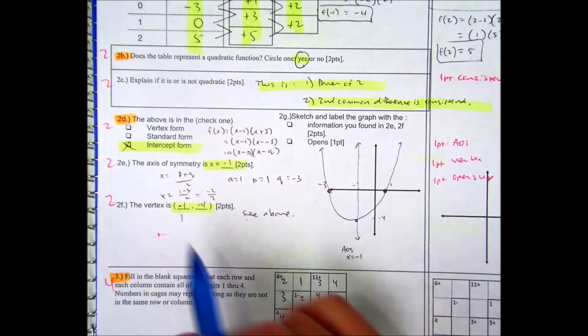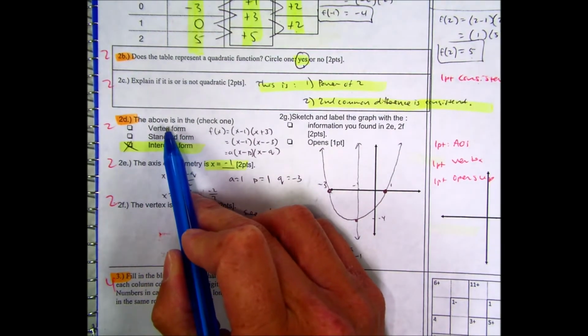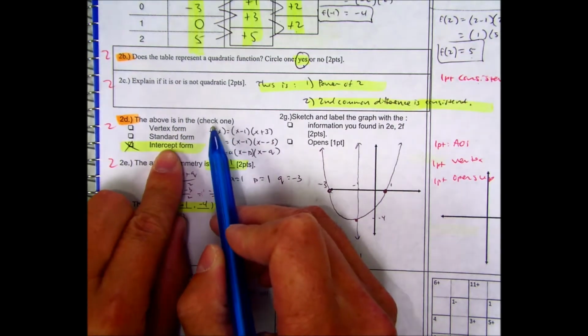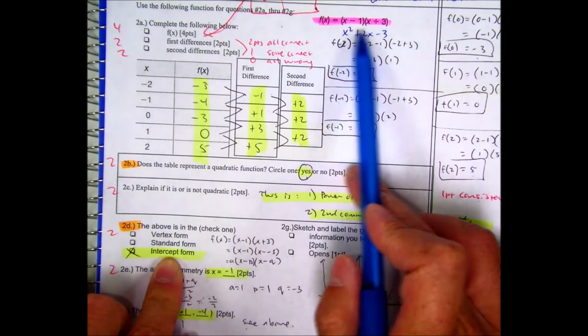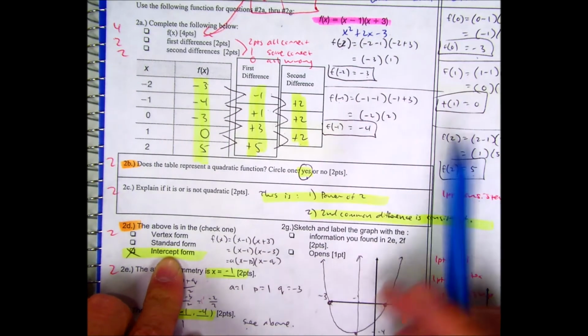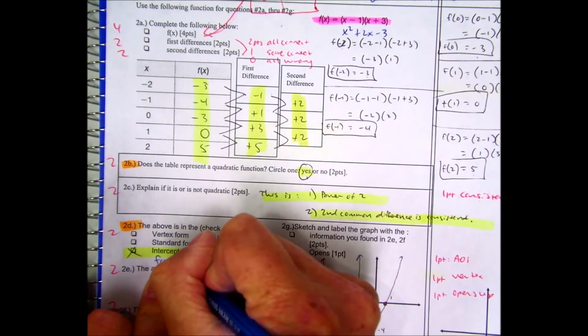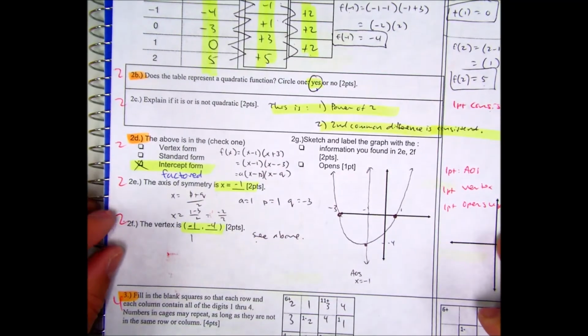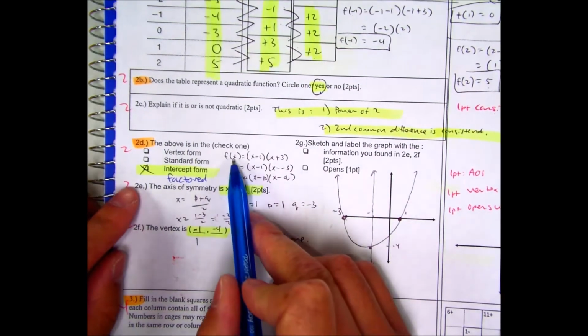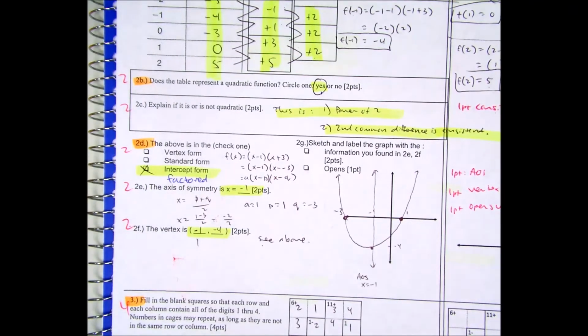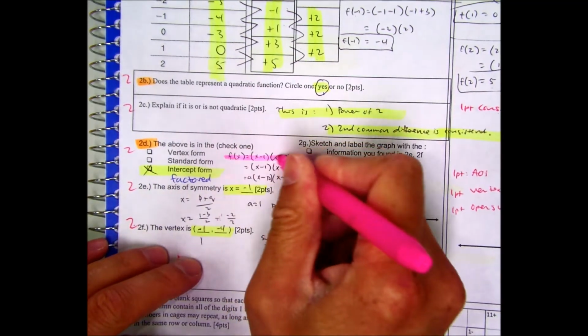Question 2d. The above is in the intercept form. So when you have double sets of parentheses, 2 sets of parentheses, that's the intercept or factored form. I wrote the equation down here. I can zoom in.